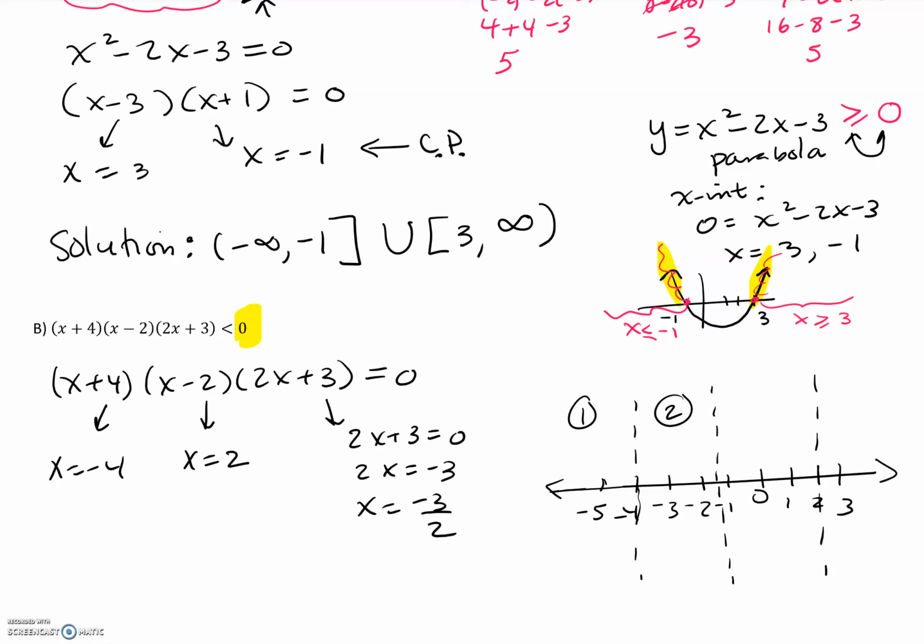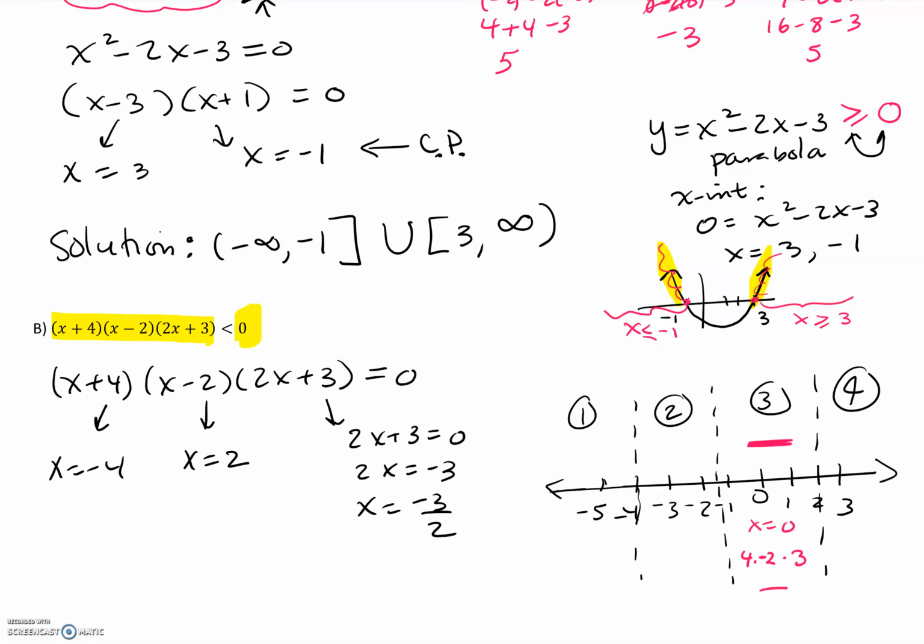So now I have 4 regions to worry about. I go to each region and test a number. Region 3 is the quickest, easiest one. If x is 0 and I put it in my factors on the left, I'm going to see if it's positive or negative. Putting 0 in all the x's, I get 4 times negative 2 times 3. That's going to give me a negative number. So region 3 is negative.